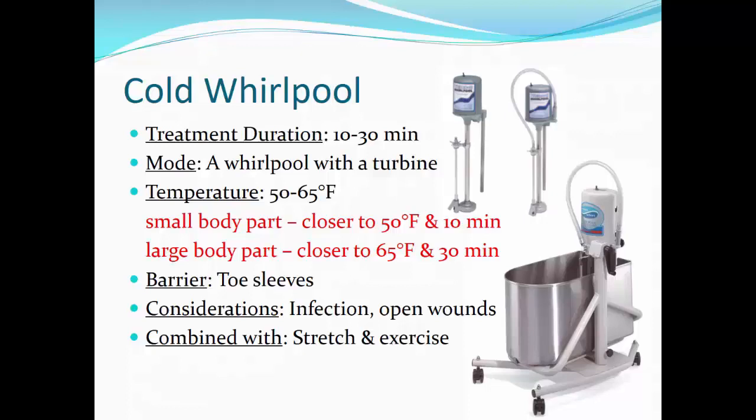The optimal treatment temperature is between 50 and 65 degrees Fahrenheit. For small body parts, the temperature should be closer to 50 degrees Fahrenheit and approximately 10 minutes of treatment. For larger body parts, the temperature should be closer to 65 degrees Fahrenheit and approximately 30 minutes of treatment. Barriers such as toe sleeves can also be used for comfort. Considerations for cold whirlpool use should include the examination of the skin for infection or open wounds, as the whirlpool must be disinfected between each treatment and/or patient. This is a substantial time and resource dedication.